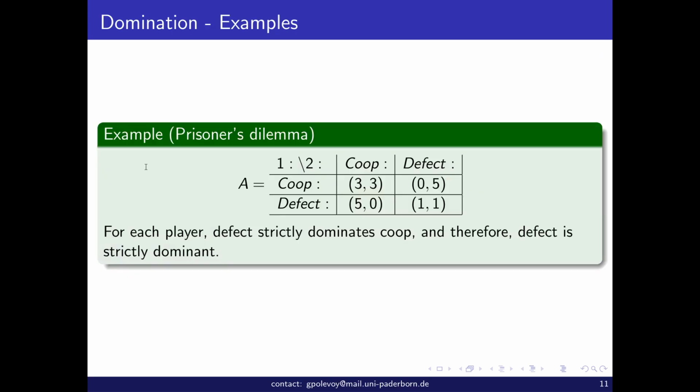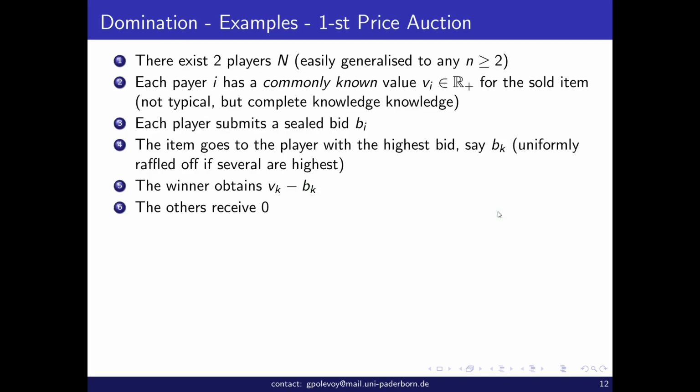And an example, which is again something I've seen, is that here in the prisoner's dilemma, defecting strictly dominates cooperation. So the strategy defect is strictly dominant, and therefore the profile of defect is a strictly dominant profile. Okay, and now we are going to look at a very famous example, first and then second price auction.